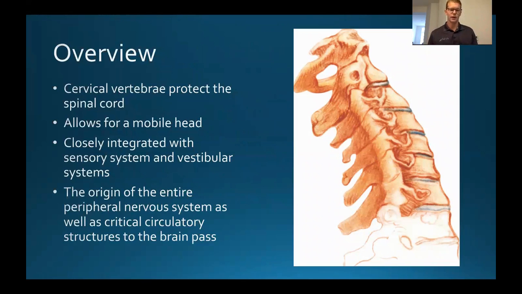It's also closely integrated with our sensory and vestibular systems. As you know, in the upper cervical spine, there are multiple nuclei that go up into the TMJ region, that go up into the ear canal. It is directly related to how we move and our sense of perception in relation to space.